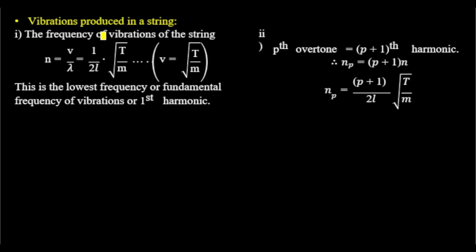Vibrations produced in a string. Frequency of vibration of a string: n is equal to v by lambda, which equals 1 by 2L into root of T by m, where v is root of T by m. The lowest frequency, or fundamental frequency of vibration, is the first harmonic. Here for the pth overtone, the (p plus 1) harmonic, n p is equal to (p plus 1) into n. So n p is (p plus 1) divided by 2L into root of T by m.